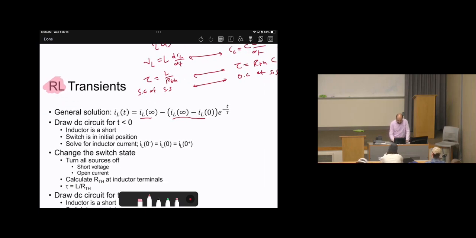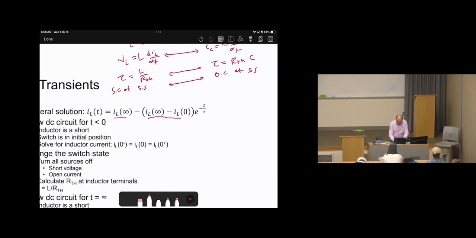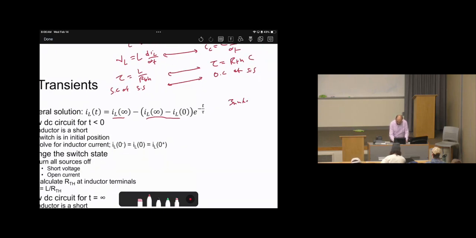By looking at the general solution, we have three unknowns. What are these unknowns? Those are IL of infinity, IL of 0, and tau. So we need to have three parts, or three different circuits, to solve for each one. Again, the same concept as in RC: three unknowns, three different circuits. Keep in mind the difference is we are solving for the currents, and also whenever we deal with the inductor, we will make it a short circuit.